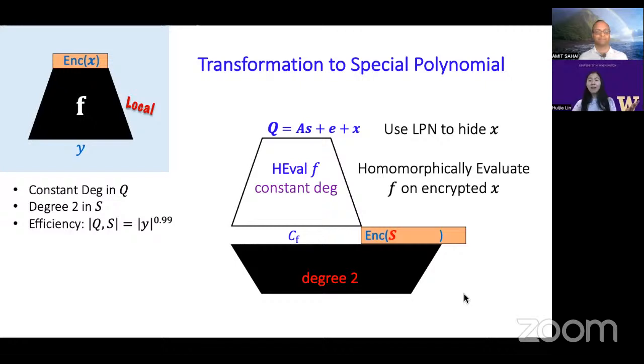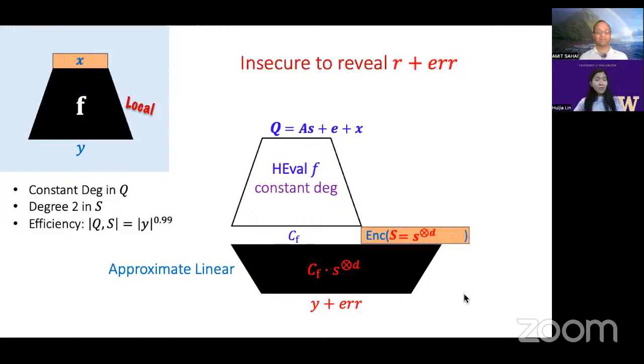Now, to recover y, we simply want to decrypt somehow in degree 2. And this can be done by including the tensored version of the secret vector. Then in the secret computation, multiply CF with the tensored secret vector, and that should recover almost the output y, except it's corrupted by the error. Unfortunately, as we mentioned just now, it's extremely important to hide the error vector, otherwise it will jeopardize security.